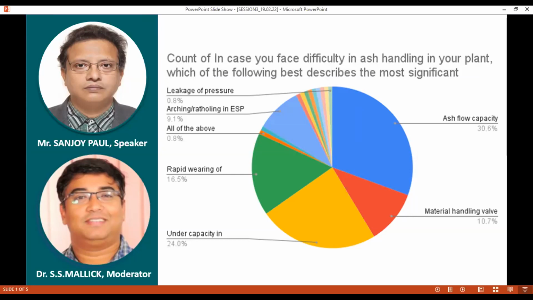That is the wearing of the pipeline and the bends in pneumatic conveying line. So this seems to be an issue with quite a number of participants in their plants. So what is your recommendation on that? What is your thought on this? I mean, how can this be solved?